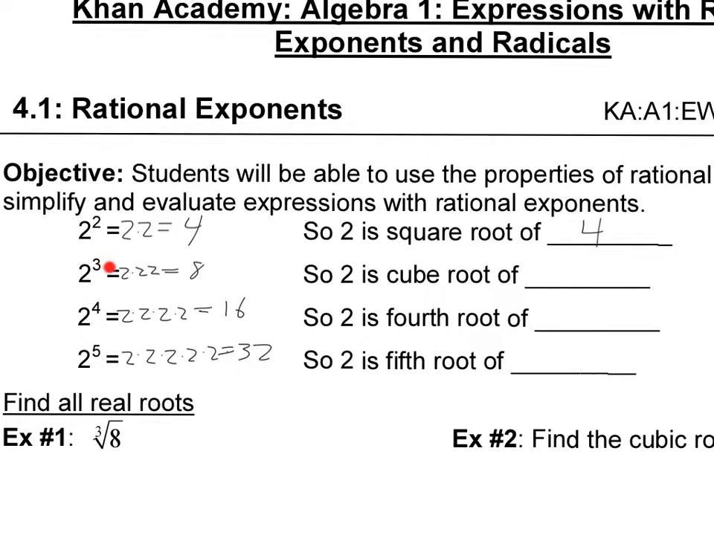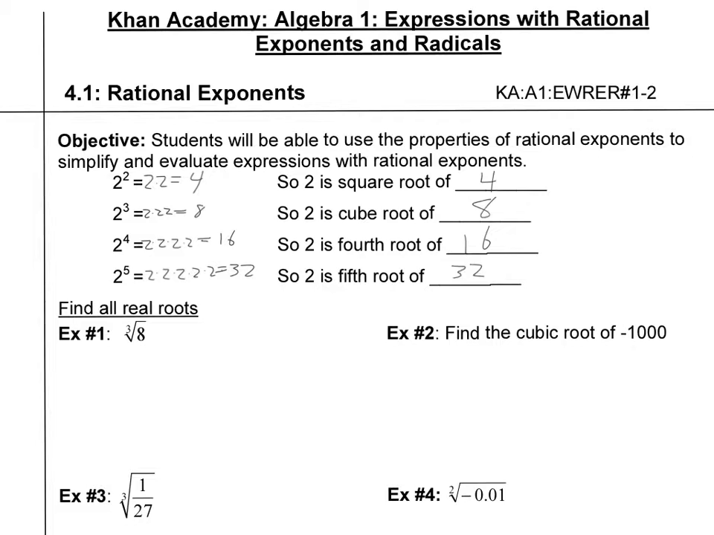So 2 cubed is 8. Therefore, 2 is the cube root, or the third root, of 8. And 2 to the fourth is 16, so 2 is the fourth root of 16. So all I'm saying here is if I ask for the fourth root of 16, it would be 2. And in the same way, 2 is the fifth root of 32, because 2 to the fifth power equals 32. All right, so some basic language there, some expressions to think about what a cube root is or what a fifth root is.